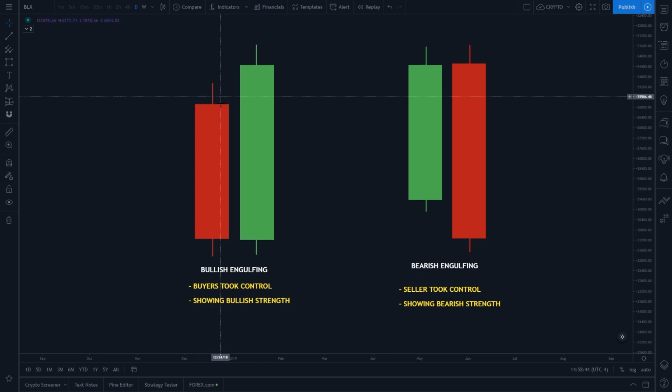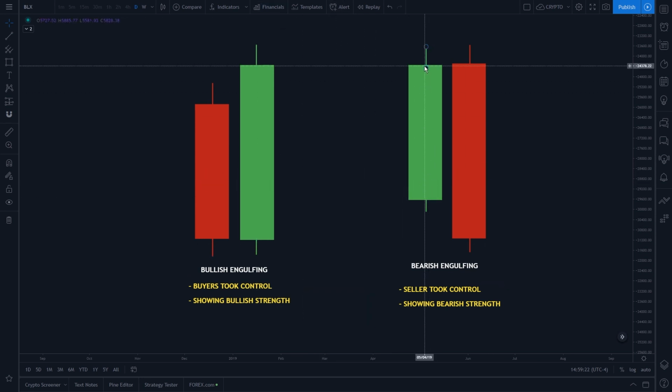We had a strong bearish candle, and then the next candle that we got was a very bullish candle, and it opened up where the previous candle closed and completely surpassed and closed higher than the open of the previous candle. So this is what a bullish engulfing candle formation looks like. It means that the buyers are in total control and it's showing a lot of bullish strength right here. It means that the buyers want to push that price higher.